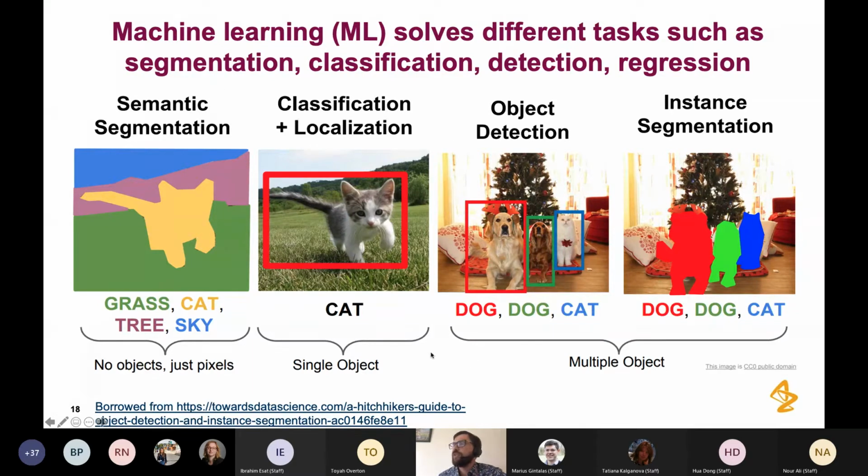And it can be a single object, or it can be multiple objects in the same image. For example, for object detection, we can detect 3 instances. There are 2 dogs and 1 cat. And for instance segmentation, we see that there are 2 dogs and 1 cat. If it was just semantic segmentation, these 2 dogs would have the same color.